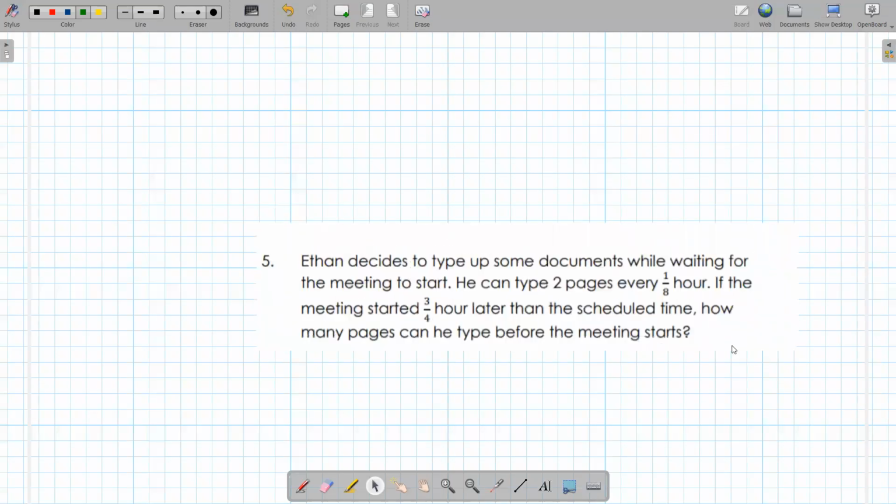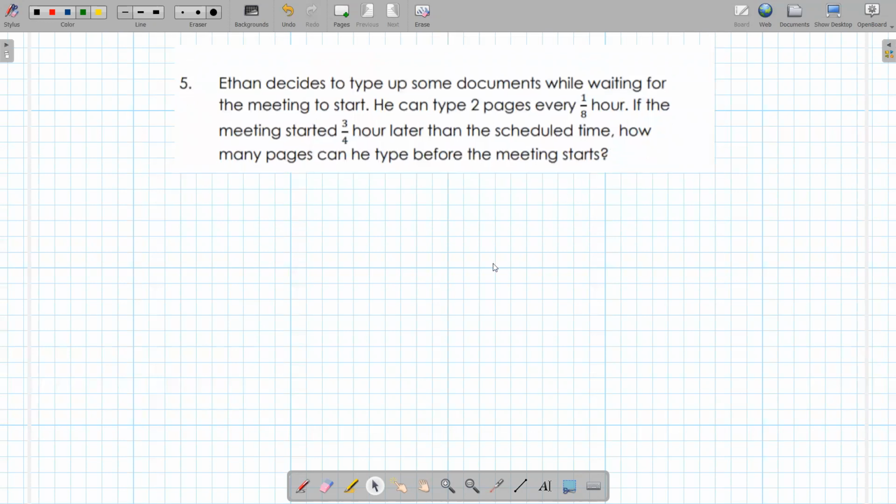All right, Ethan's up to something again. He decides to type up some documents while waiting for the meeting to start. He can type 2 pages every 1/8 of an hour. If the meeting started 3/4 of an hour later than the scheduled time, how many pages can he type before the meeting starts?